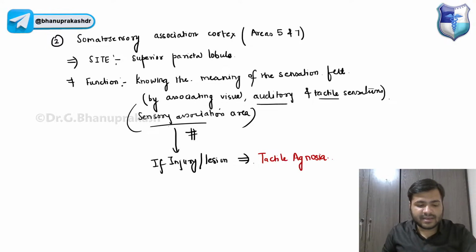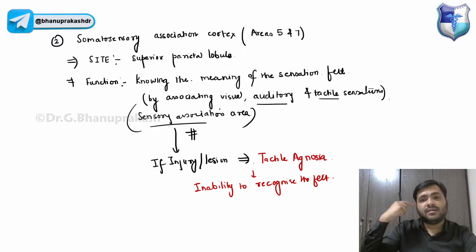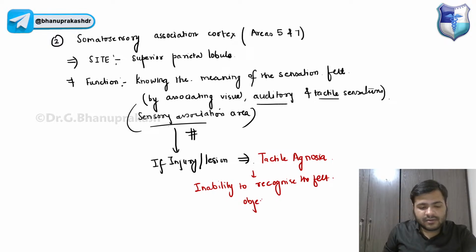It is basically the inability to recognize the felt objects, which are recorded in your previous memories or past experiences. That is something called stereognosis.